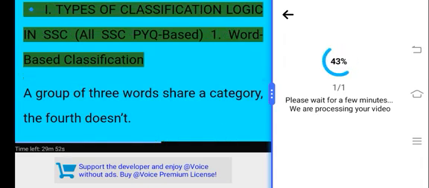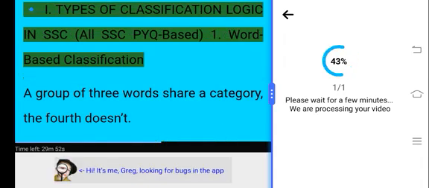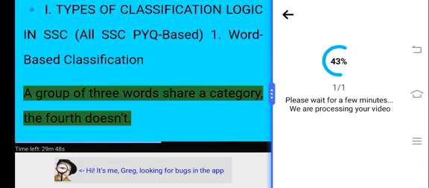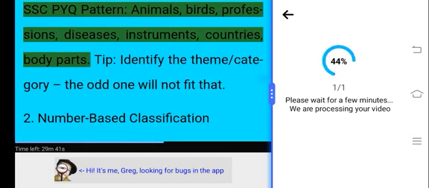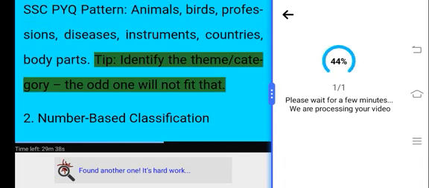Types of classification logic in SSC, all SSC PYQ based. 1. Word-based classification. A group of 3 words share a category, the fourth doesn't. Example: apple, mango, banana, carrot. Answer: carrot is a vegetable, others are fruits. SSC PYQ pattern: animals, birds, professions, diseases, instruments, countries, body parts. Tip: identify the theme category, the odd one will not fit that.